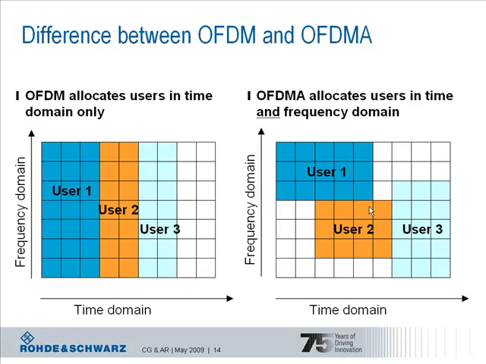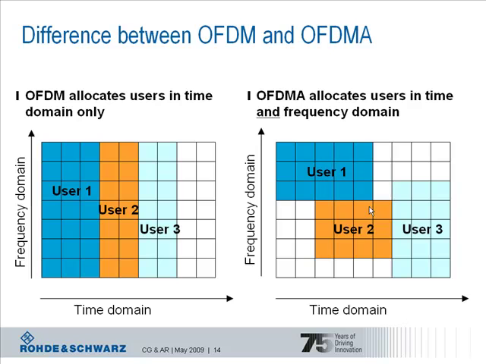So in OFDM, the users are allocated in the time domain only. In this picture, you see on the y-axis the frequency domain and on the x-axis the time domain. You see that user 1 has been assigned the full bandwidth, user 2 as well, and user 3 as well, and they are only separated in time.